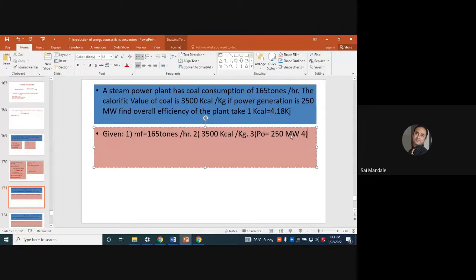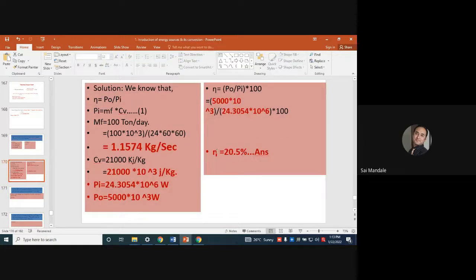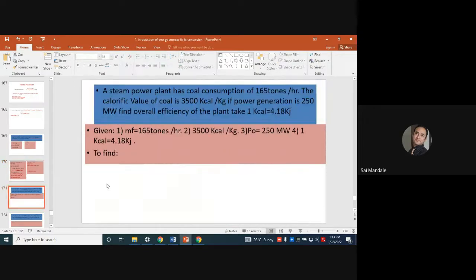Fourth part is given to me. My screen is visible to each one of you, no? Yes, sir. Good. So they told me to find the overall efficiency. Efficiency equals question mark. P0 upon P. Perfectly same.